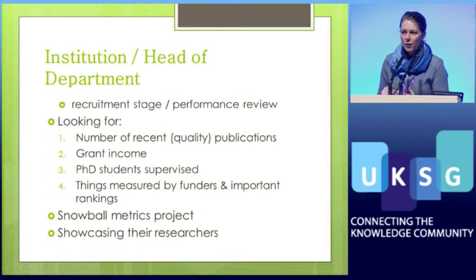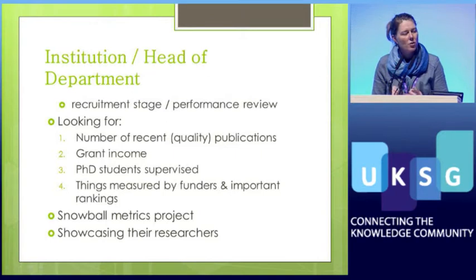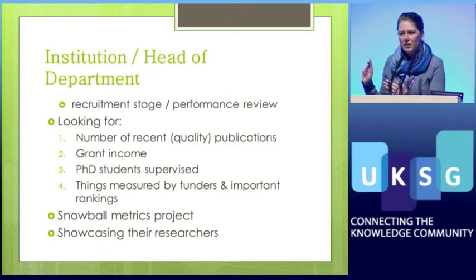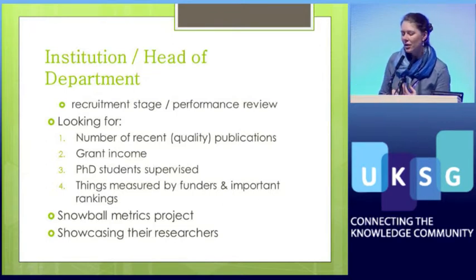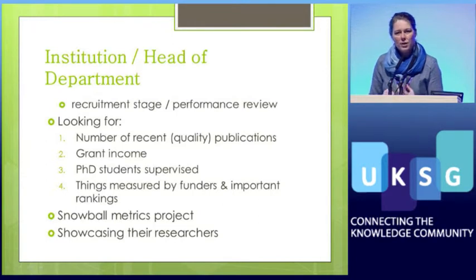What they might be looking for, I think the three things that I've mentioned first there, the number and quality of publications, the grant income, the PhD students that they supervise, those are all things that they might be looking for. But I think each institution and indeed each head of department is going to vary a little bit in what they're interested in. There will be other things they'll be looking at, and they will measure those first three things in slightly different ways, depending on which university rankings they think are significant, depending on what's significant in their discipline.